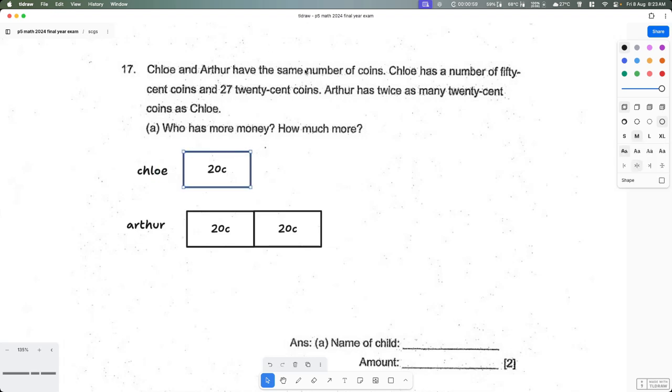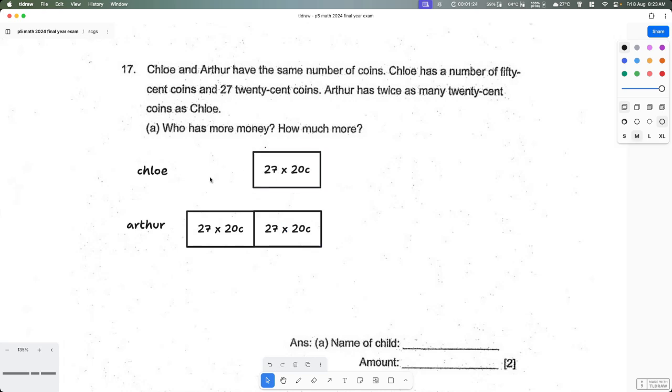So how many 20-cent coins do they have? Chloe has a number of 50-cent coins and 20-cent coins. So Chloe has 27 times 20 cents. So that means Arthur has two times as many also, right? Like this and like this. We also know that both of them have the same number of coins.